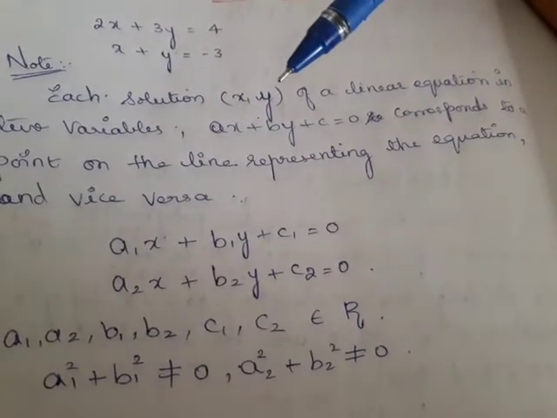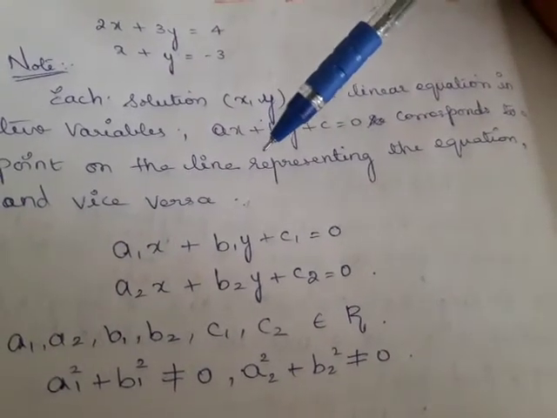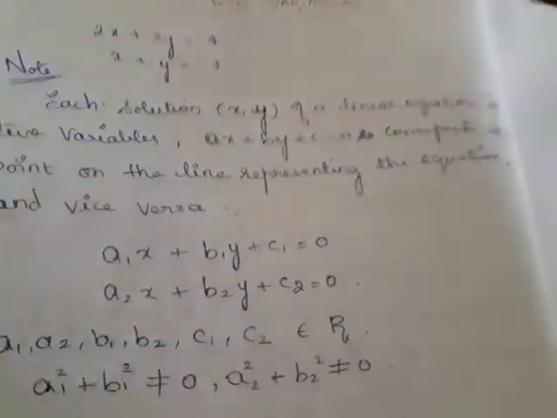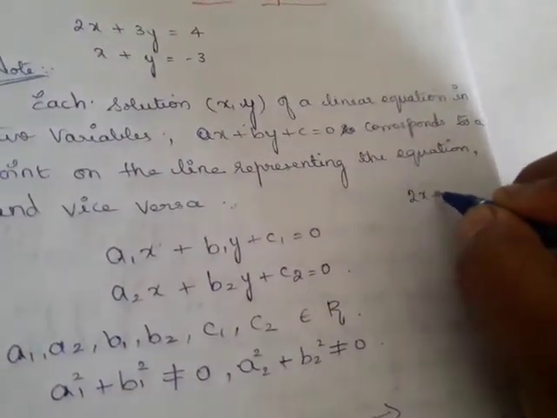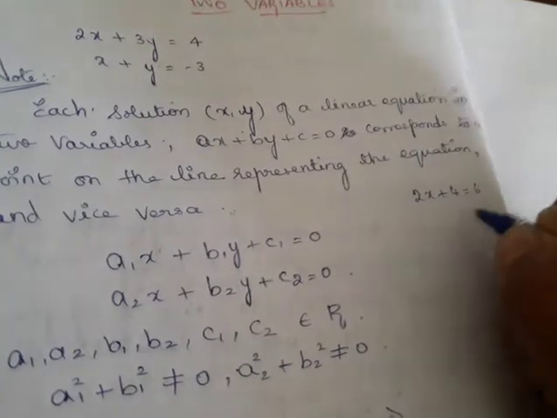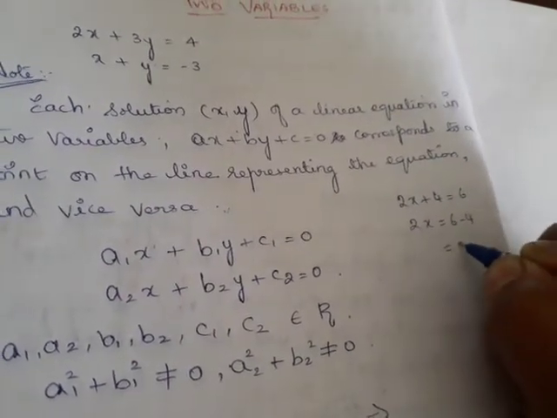Hope you understood. What I mean is, if you algebraically solve an equation, for example take one linear equation in one variable, say 2x plus 4 is equal to 6. So what will happen? 2x is equal to 6 minus 4, which is 2.